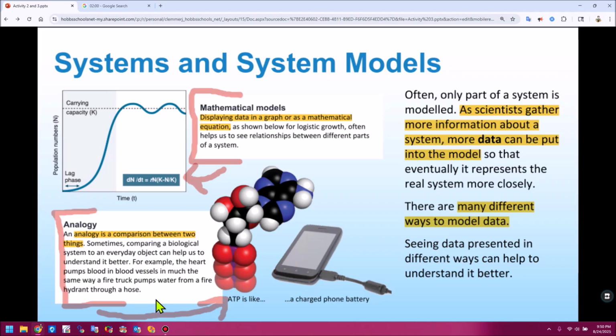Sometimes being able to compare biological systems to everyday objects can help us better understand stuff. For example, we were just talking about the heart. The heart pumps blood in blood vessels much the same way a fire truck pumps water from a fire hydrant through a hose. ATP, which is a type of energy, is like a charged phone battery.